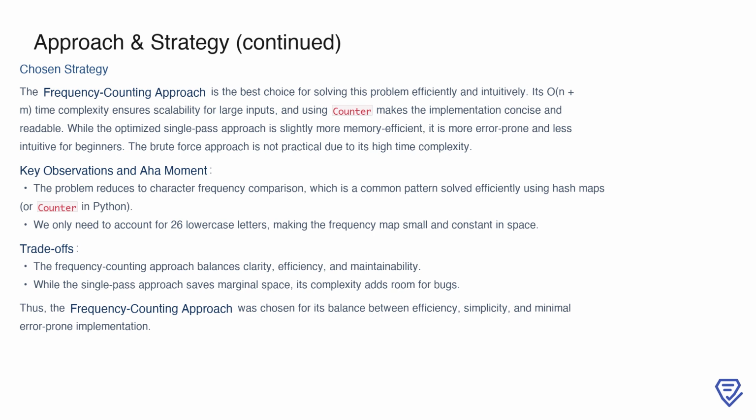Although the single-pass method saves some space, its complexity introduces potential for subtle bugs. This makes the frequency counting approach the ideal solution for solving the ransom note problem effectively while minimizing the likelihood of implementation errors.